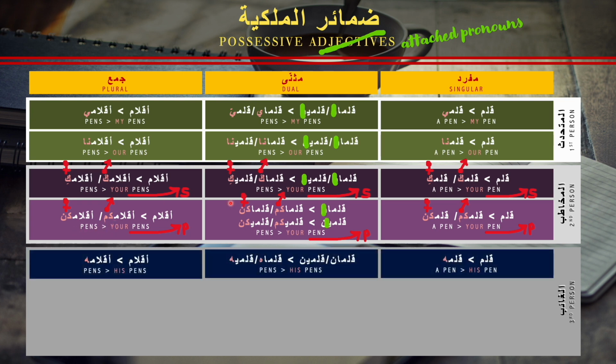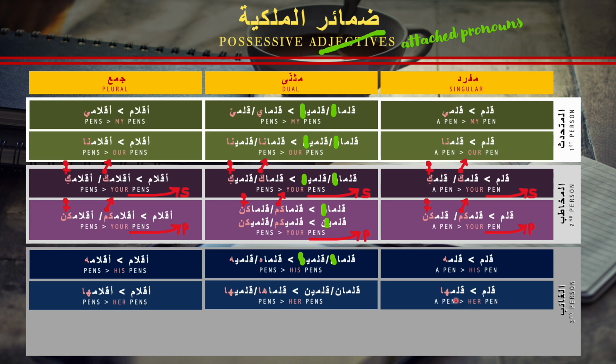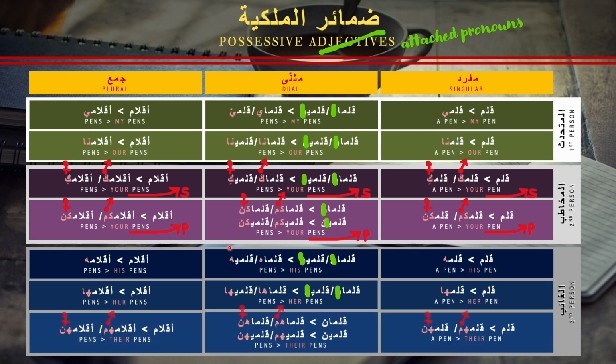For the third person, قلمه, قلماه or قلميه, أقلامه. For the masculine, his; her, قلمها, قلماها, قلميها, أقلامها. And finally, قلمهم or قلمهن, قلماهم or قلميهم, قلماهن, قلميهن, أقلامهم, أقلامهن.